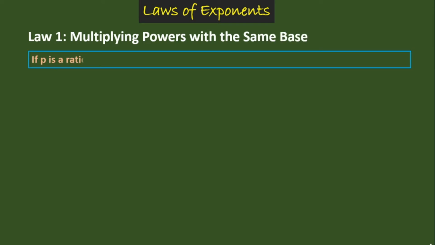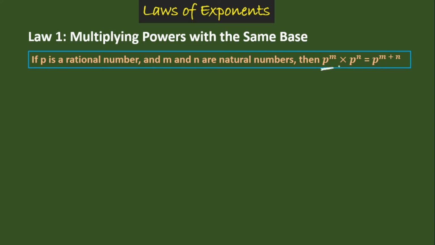If p is a rational number and m and n are natural numbers, then p raised to the power m into p raised to the power n is equal to p raised to the power m plus n. So according to this law, if the base of the two exponents is the same, then we will add those powers. Let's understand this law by an example.